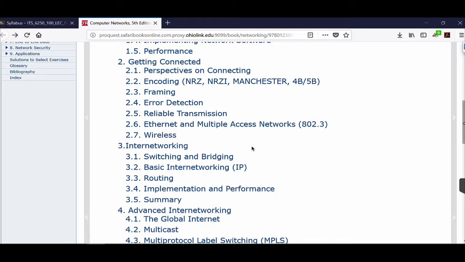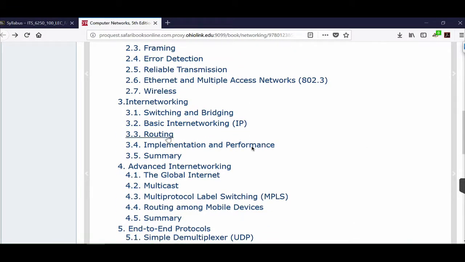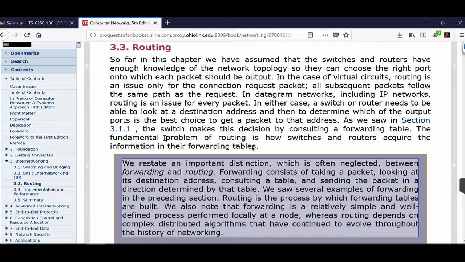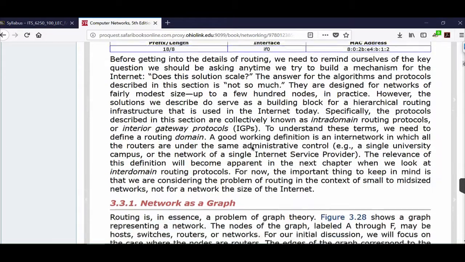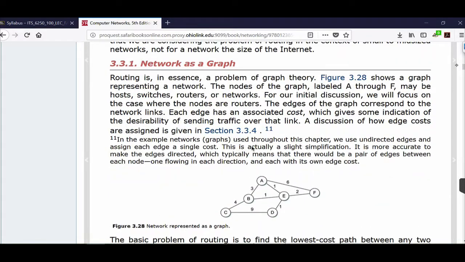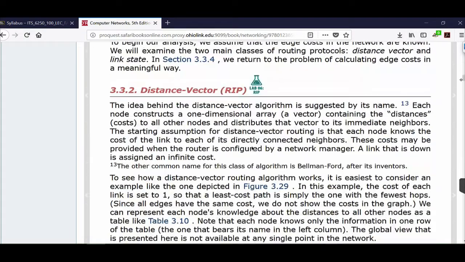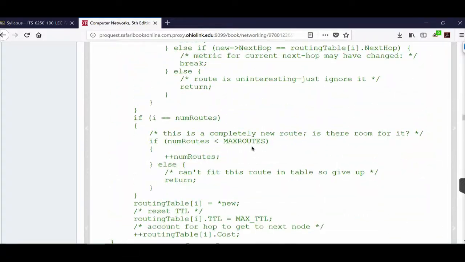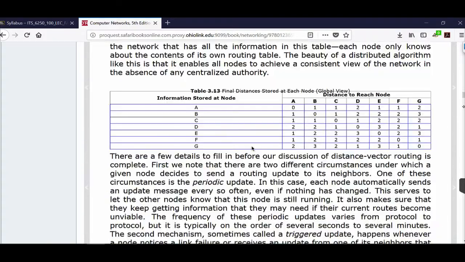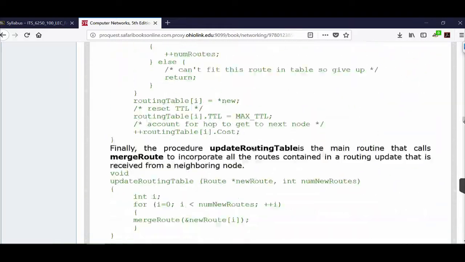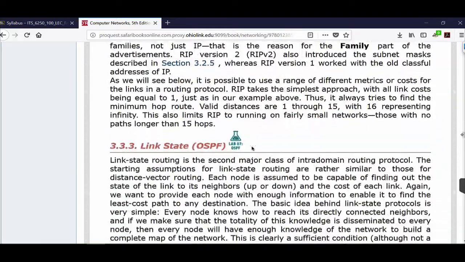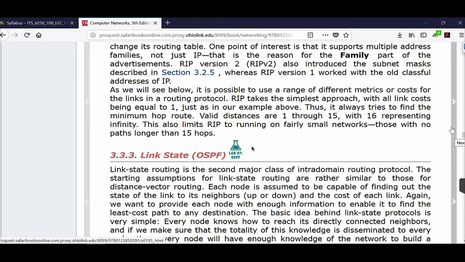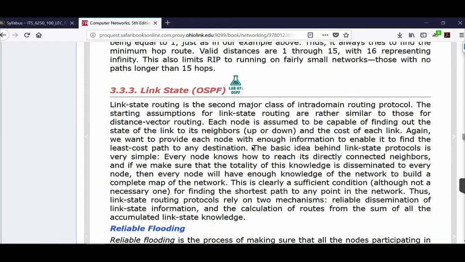If you go to your Peterson and Davis book, you'll see that 3.3 is routing and 3.4 has to do with implementation and performance at layer number 3. Routing starts with a quick discussion of network as a graph, and then it talks about distance vector, and how it is implemented in a protocol called RIP. Then it starts talking about link state and a little bit about one of the protocols that implements link state, which is OSPF, which stands for Open Shortest Path First.